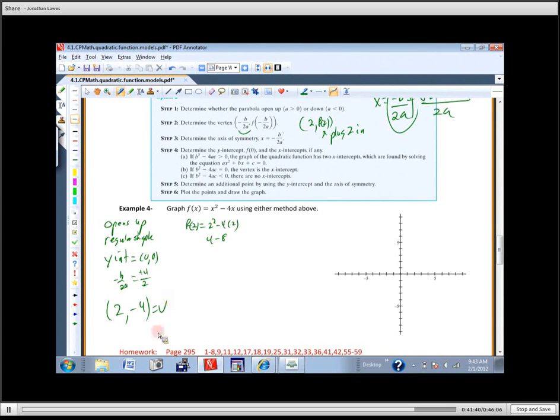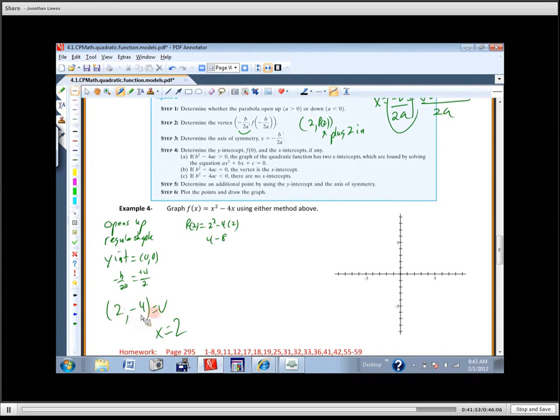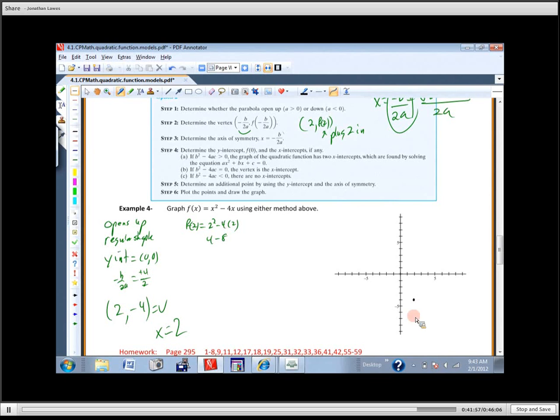If that's the vertex, what's the axis of symmetry? X equals 2. Okay, so now we can come over here and let's start graphing this. The vertex is 2, negative 4. 2, negative 4 is right there. The axis of symmetry is x equals 2.